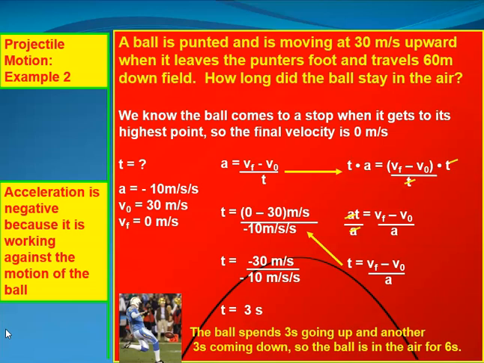So the time is going to equal the negative 30 meters per second over negative 10 meters per second. Again, the final velocity is 0. 0 minus 30 is negative 30. And we said earlier the acceleration is negative as well because it's pulling against the movement of the ball. So the negatives cancel out, so the time is 3 seconds. So the ball spends 3 seconds going up and another 3 seconds coming down for a total of 6 seconds in the air.